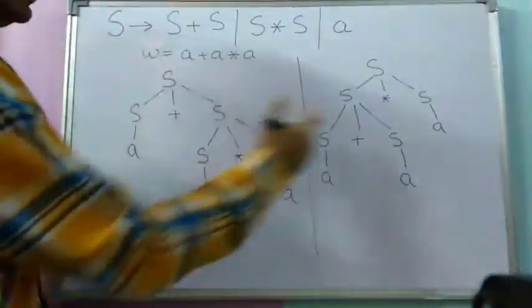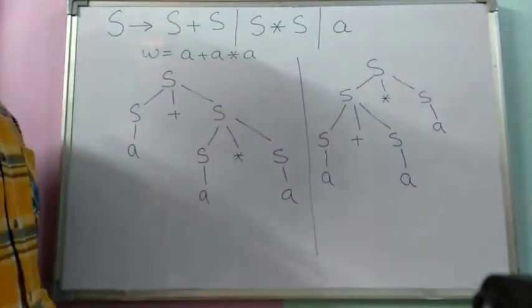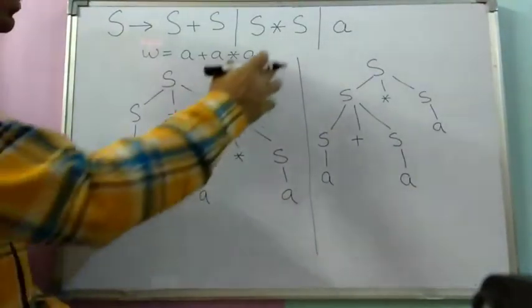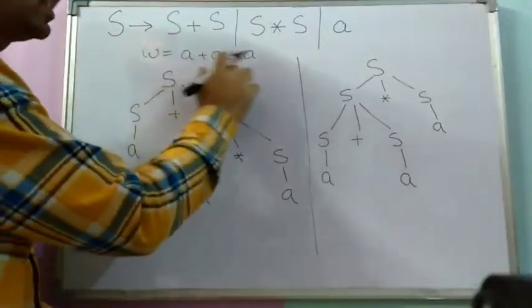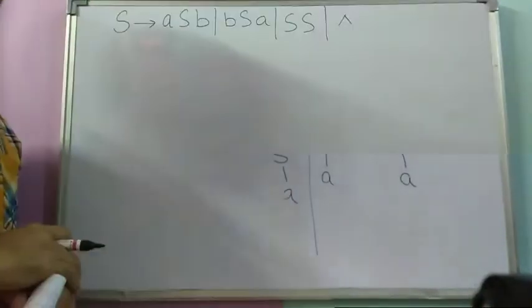And we can see that the structure of both the derivation trees is different, means these are two different derivations. Okay. So that's why this word is ambiguous, and as this word is ambiguous, the whole grammar is ambiguous.